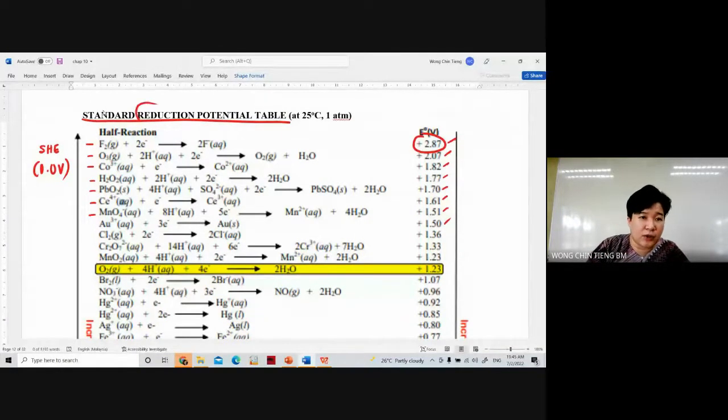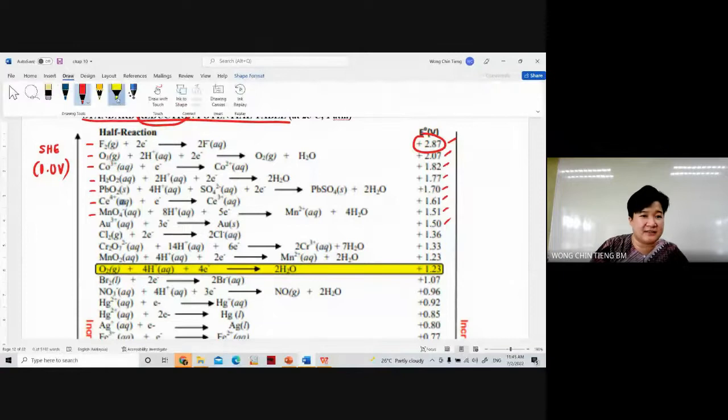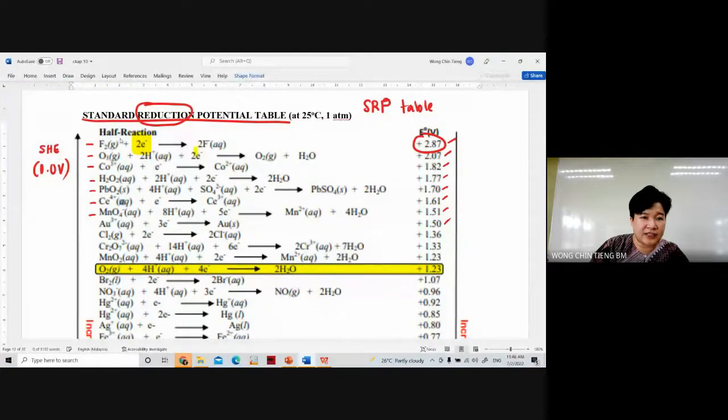Second, look at the word reduction. Standard reduction potential table. Nama lain SRP table. Alright, your SRP table over here, ladies and gentlemen. Saya tak tahu kamu perasan ke tak, tapi sila perasan sekarang. Semua orang dalam bentuk reduction. Kenapa semua orang dalam bentuk reduction? Simple je. Sebab saya nak compare. Saya nak letak semua orang dalam satu jadual yang sama. Bila saya nak letak semua orang dalam satu jadual yang sama, semua kena duduk dalam bentuk yang sama. Therefore, over here, everything is in the form of reduction.